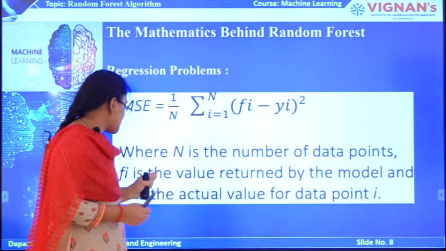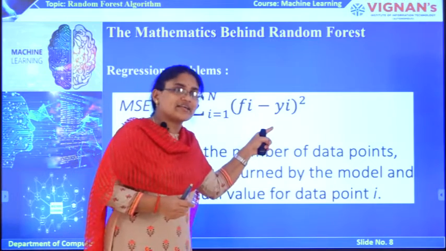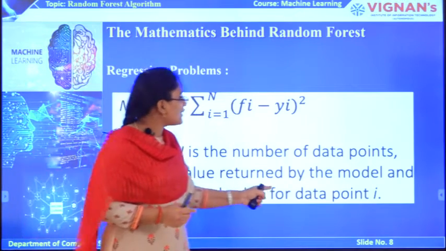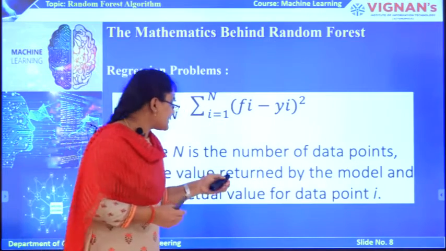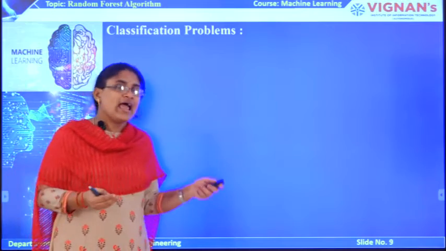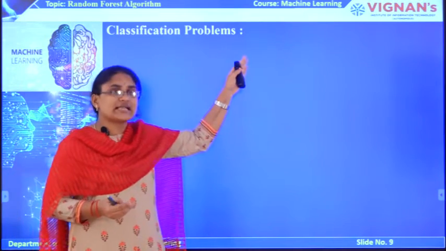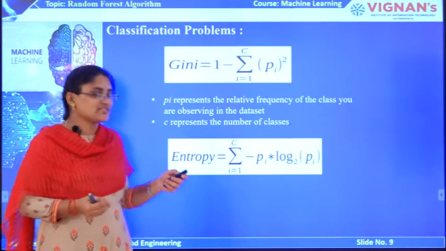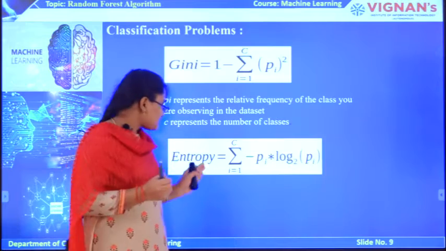Here the fi is the value written by the tree, and here yi is the actual value of the data point from our data set, which we are using for our regression model. Now we will see why we are using the random forest in a classification problem. If the random forest is used in the classification problem, it finds the Gini index and entropy.